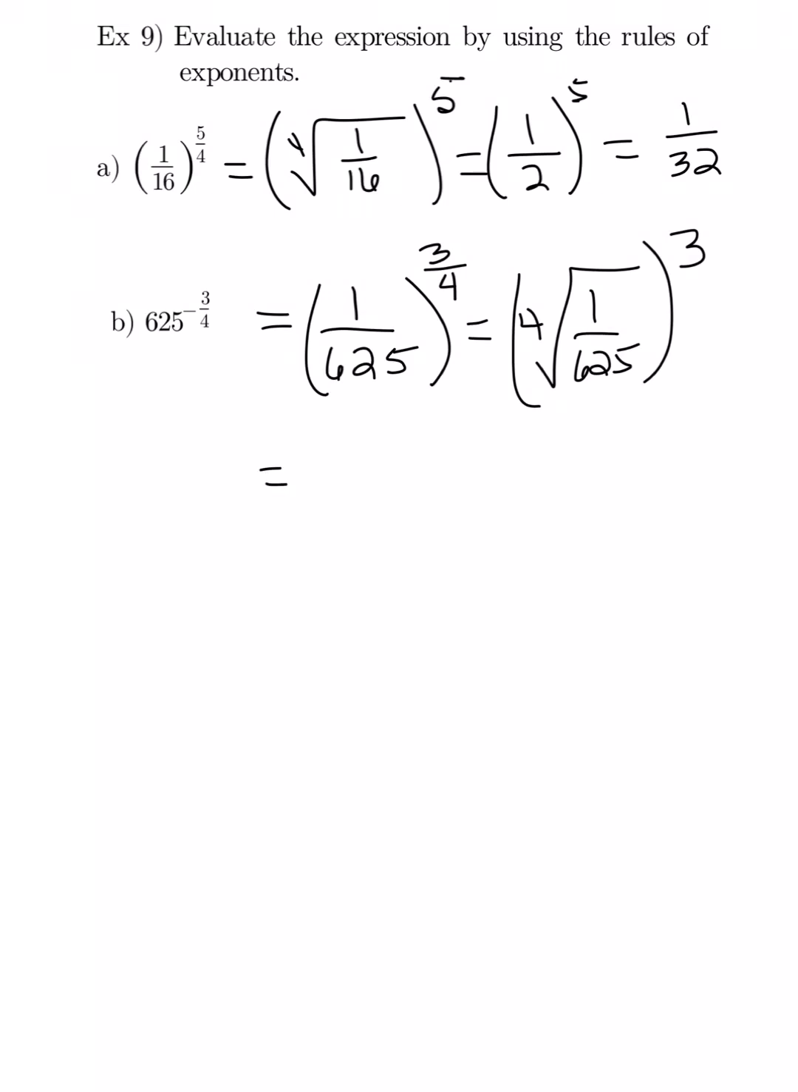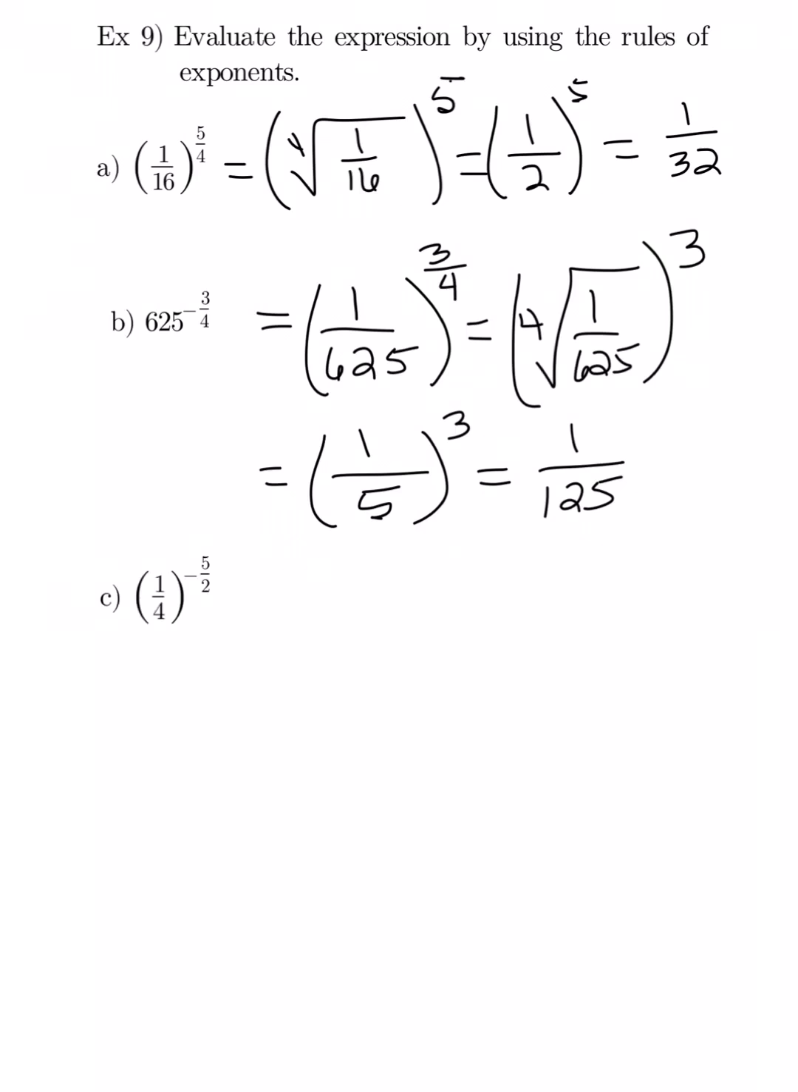The 4th root of 1 is 1. The 4th root of 625 is 5. So we're doing 1/5 to the 3rd power. 1 to the 3rd is 1. 5 to the 3rd is 125.